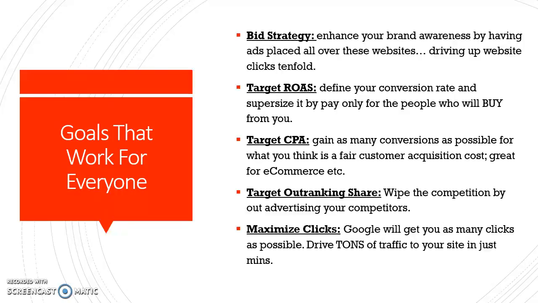So basically, this is just defining your conversion rate and then supersizing it by paying only for the ads you want people to see, or for paying for people who only buy from you. So what does this mean? Basically, you're putting in a customer acquisition cost, and you're telling Google, I want you to find the people who are most likely to buy from me and direct them to me. But Google is going to charge whatever they feel that they want to charge for sending those people to you.